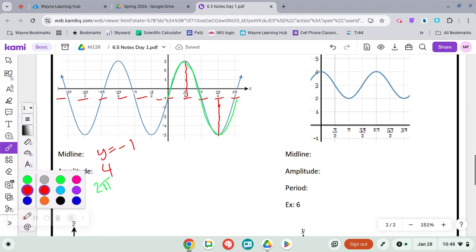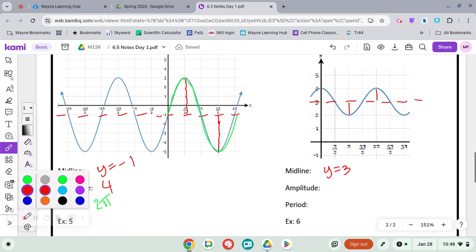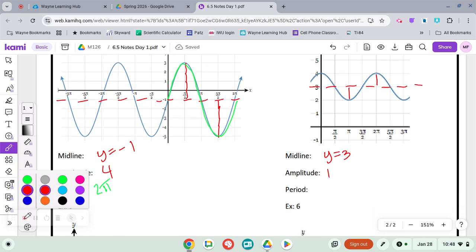Okay, on the second one, the midline here at y equals 3, your amplitude just 1 up and 1 down, so that's an amplitude of 1, and your period starts here, completes our cycle at the next peak. That is a period of 2 pi.